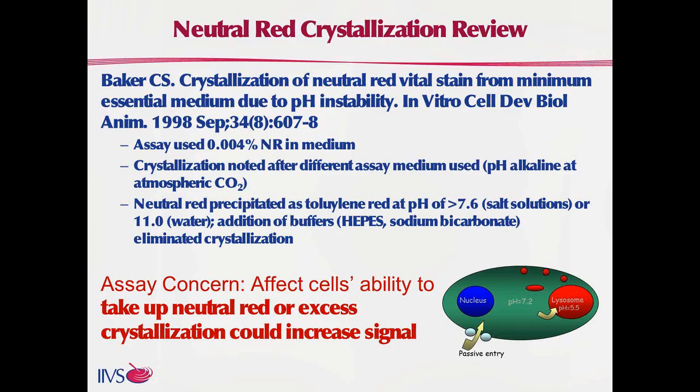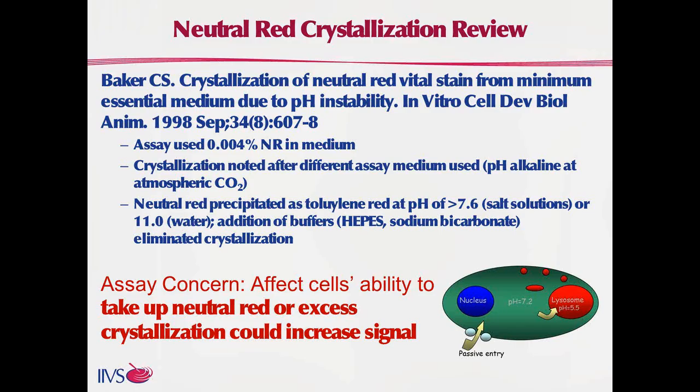So they determined that the Neutral Red was actually precipitating out as a toluylene red when the pH was above 7.6 in their salt solutions. And they also determined that you could eliminate this crystallization event by using the appropriate buffers like HEPES or sodium bicarbonate in the medium. And again, the buffers are used to maintain the pH under certain conditions.